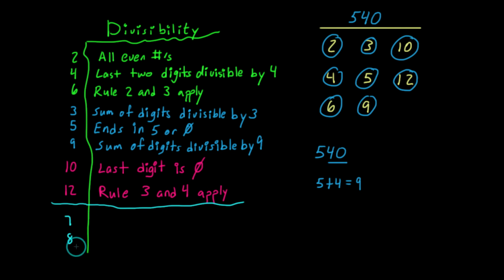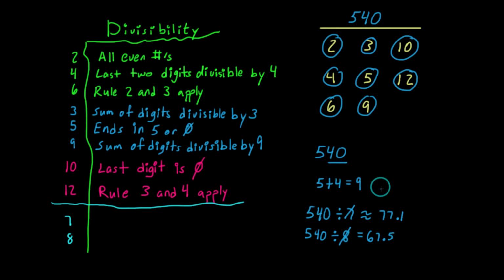But what about 7 and 8? Again, you would take 540 and divide by 7, and 540 and divide by 8. Well, 540 divided by 7 is approximately 77.1. Since I have a remainder, 540 is not divisible by 7. 540 divided by 8 is equal to 67.5. Since I have a remainder, 540 is not divisible by 8. So I'm going to cross 8 off.